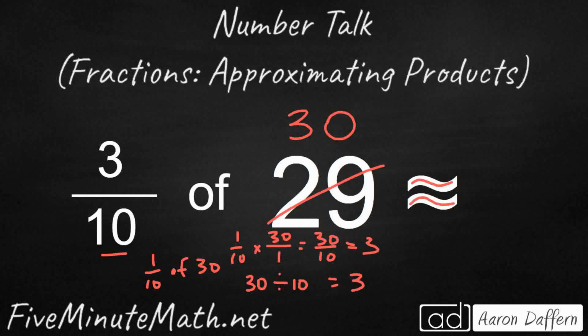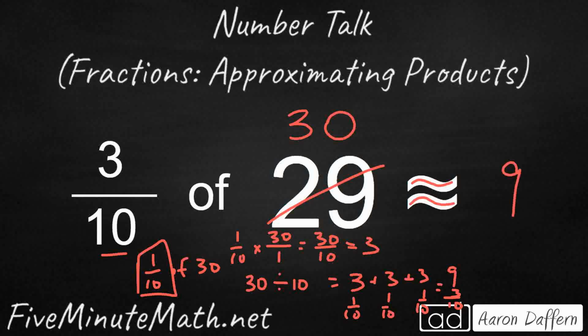Now that helps us because that's 1/10. So if I want 3/10, right, that's going to get another 1/10, and then another 1/10. So there's my 3/10, and that's going to be 9. Now, that's one way to do it. We can say it's about 9.